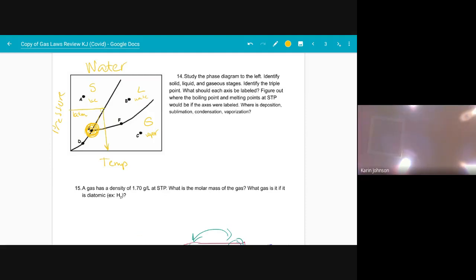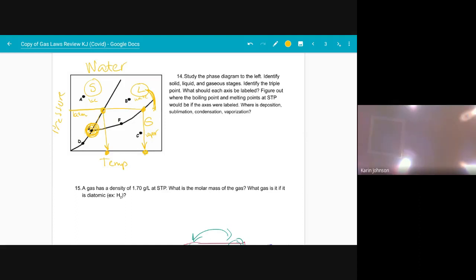So where it intersected this line, that's the line between solid and liquid. And so that's the melting point. So that would be right here, the melting point down there. And going straight across from 1 atmosphere where you intersect the next line, going straight down, that's where you're going between liquid and gas. So that's the boiling point, would be right there.